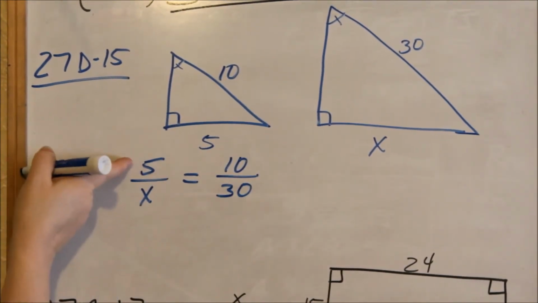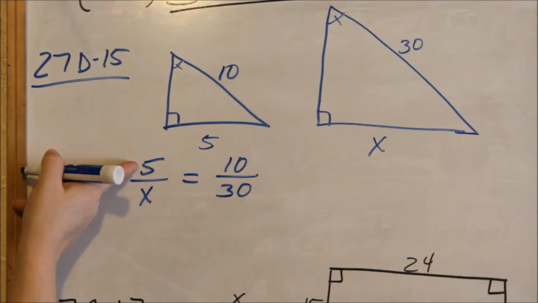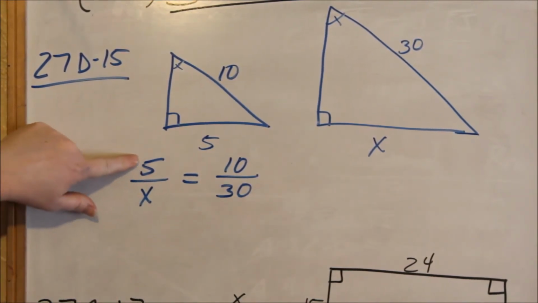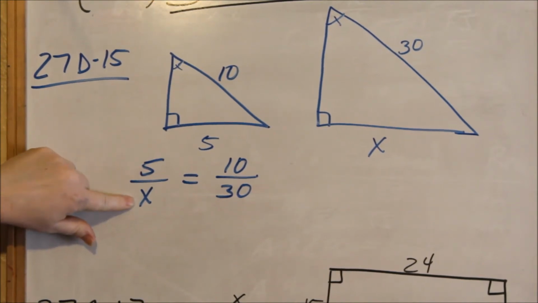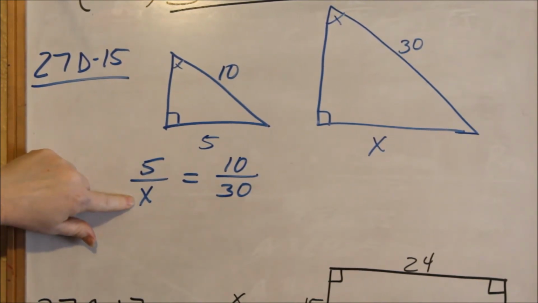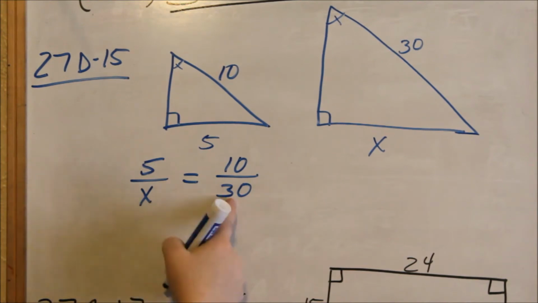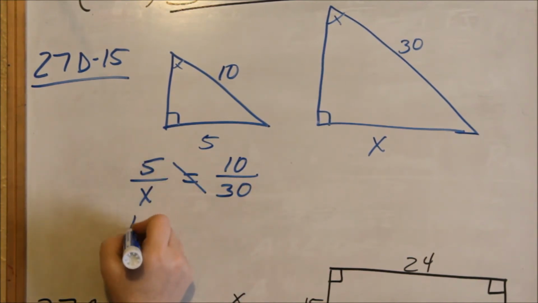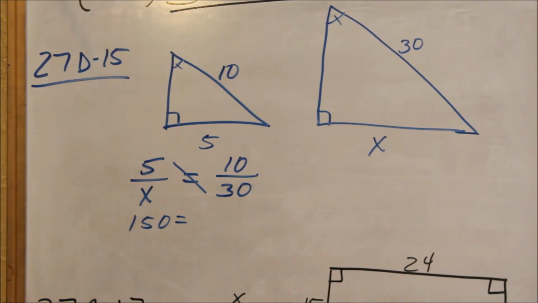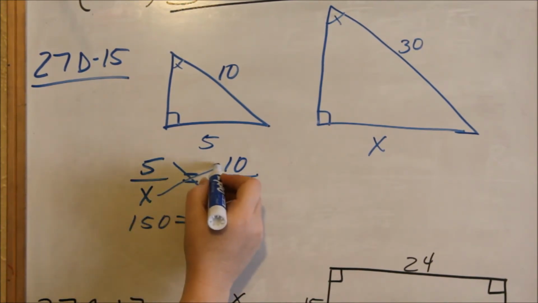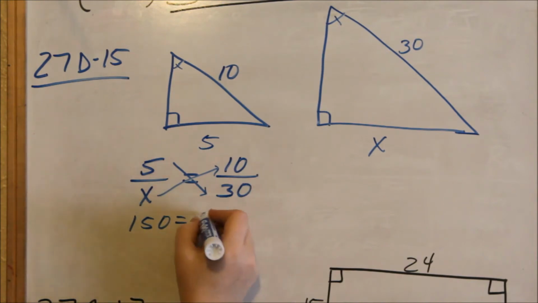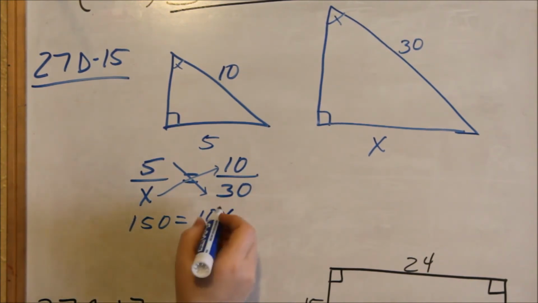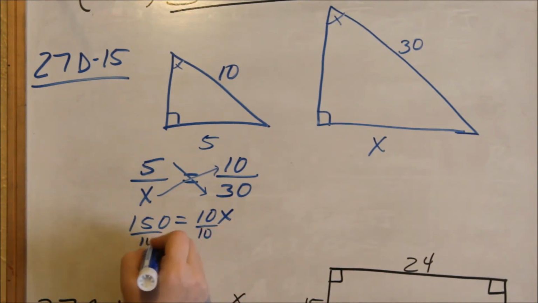So all my numerators should be all my smaller triangles, or should at least be the same. All smallers in the numerator, all larger triangle information in the denominator. So when you have a fraction set equal to a fraction, you cross multiply. 5 times 30 goes to one side of your equal sign. Then you do this times this to your other side, 10x. Now this just becomes algebra. Divide both sides by 10 to solve for x.